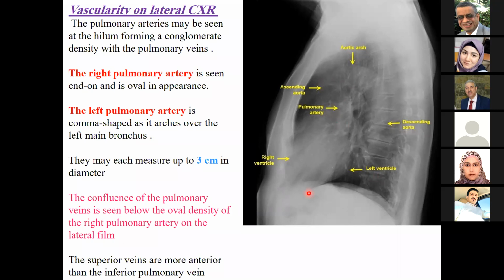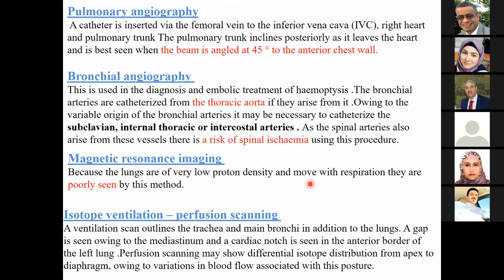Pulmonary angiography. A catheter is inserted via the femoral vein to the inferior vena cava, right heart, and the pulmonary trunk. The pulmonary trunk inclines posteriorly as it leaves the heart and is best seen when the beam is angled 45 degrees to the anterior chest wall.